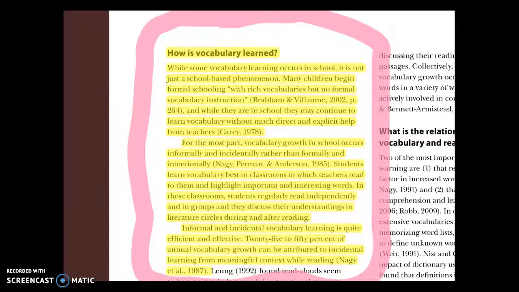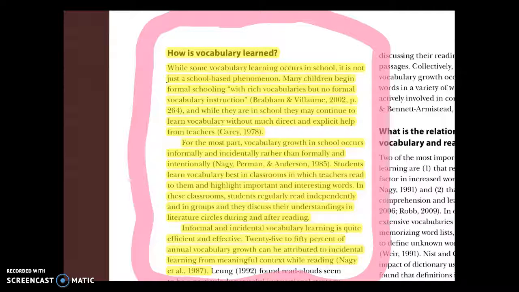So how can we do that? Let's start by looking back at how vocabulary was learned. Students begin school with rich vocabularies, but have not had formal instruction. Most growth occurs incidentally rather than intentionally. When students read, often independently or in groups, and when their teachers read aloud, stopping to explain important and difficult words, this is where they really learn.